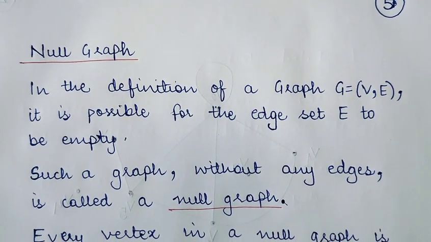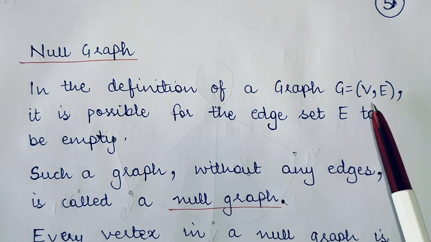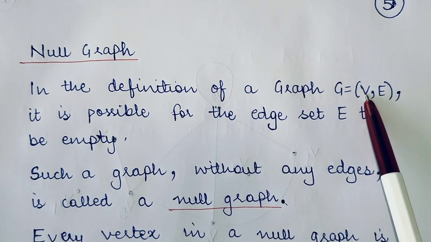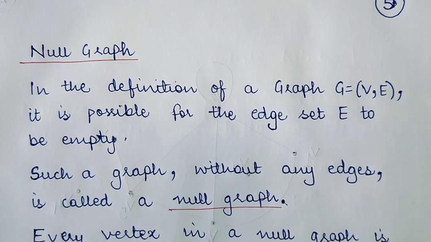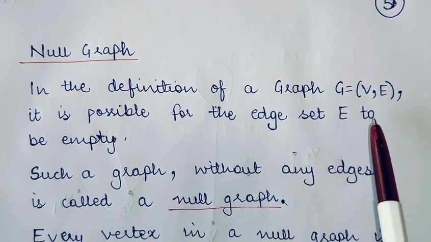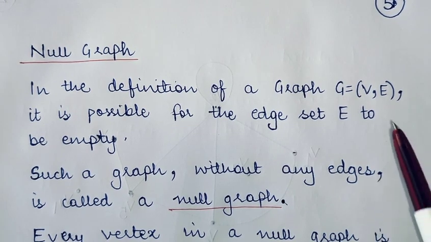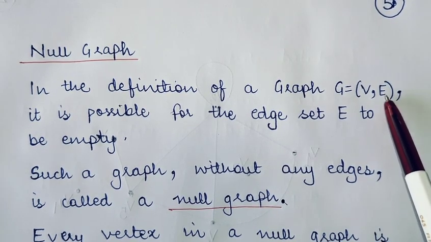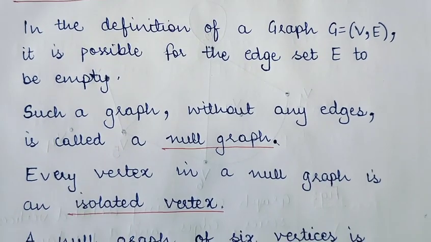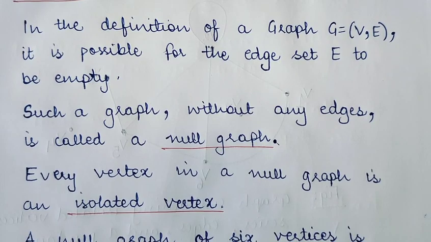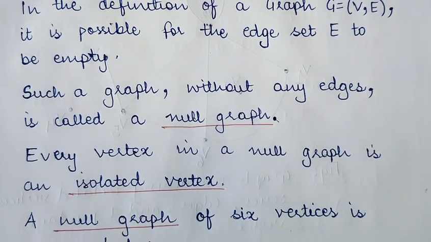Now let's look at a null graph. If we go by the definition of a null graph, a graph G equals (V, E), that means a graph G which is a set of V and E, where V represents all the vertices of the graph and E represents all the edges of the graph. It is possible for the edge set E to be empty. It is possible that there are no edges in this graph. Such a graph without any edges is called a null graph. So whenever you find a graph which has only vertices and no edges in it, then you can call that graph a null graph.